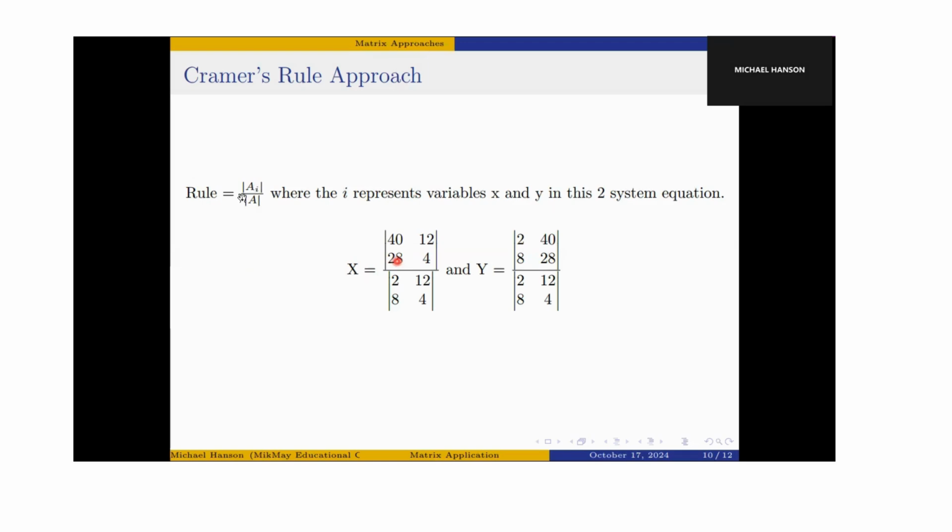So you're going to find a determinant for this. You find a determinant for the general matrix. When you divide, the result is the X value. You find a determinant for this. You find a determinant for the general matrix. When you divide, then you get the Y. So let's move ahead with examples.